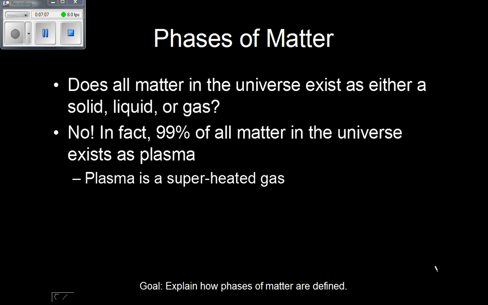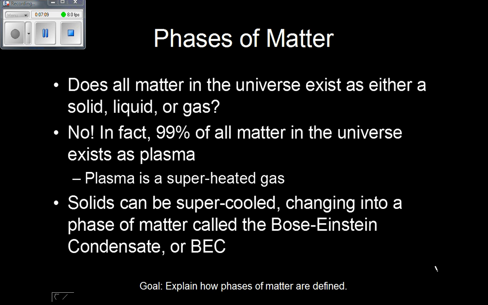There is also a fifth phase of matter called the Bose-Einstein condensate, or BEC. You take a solid and you cool it down to almost absolute zero, and you would have the BEC state of matter. It pretty much only exists in a laboratory, so we're not going to be too concerned with it for our class. That's pretty much everything you need to know for phases of matter for our class.